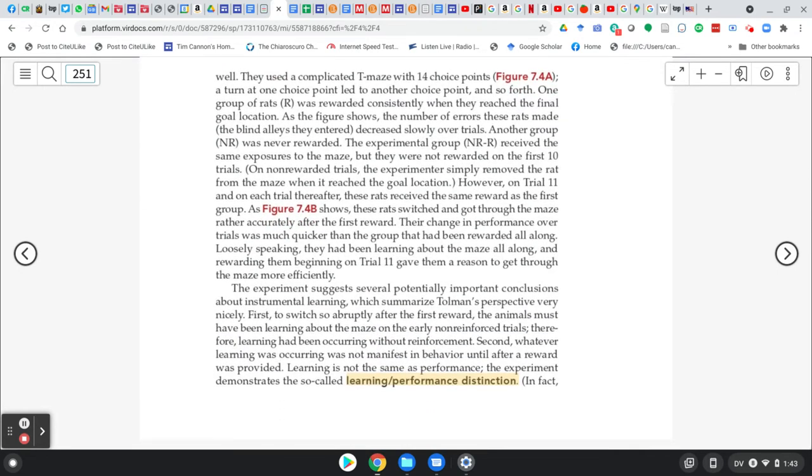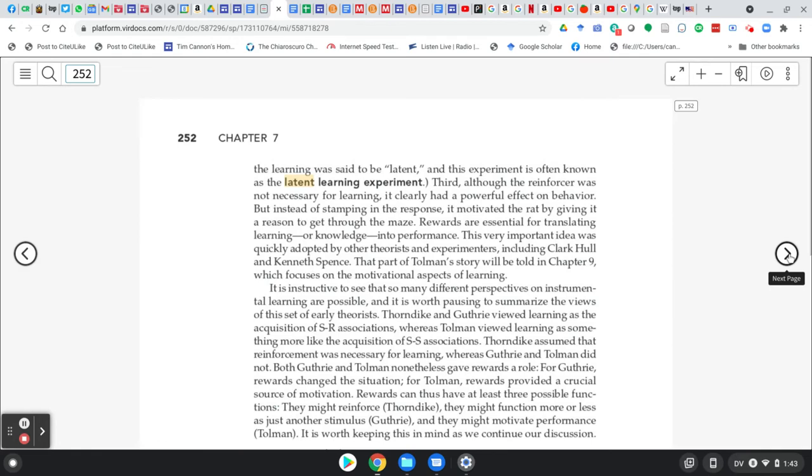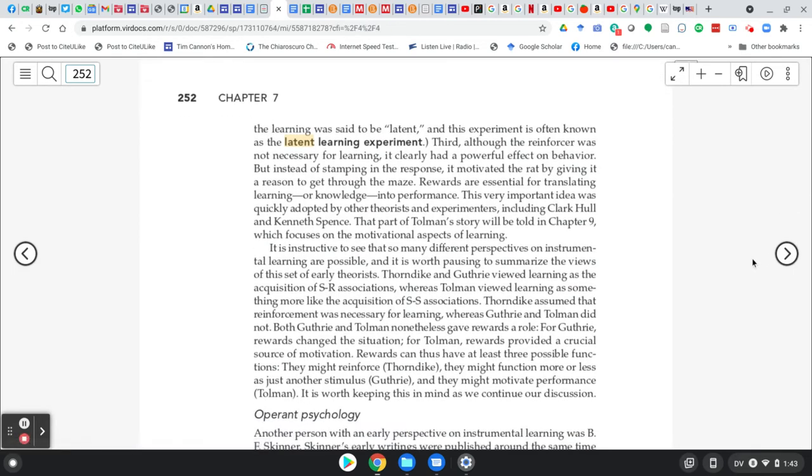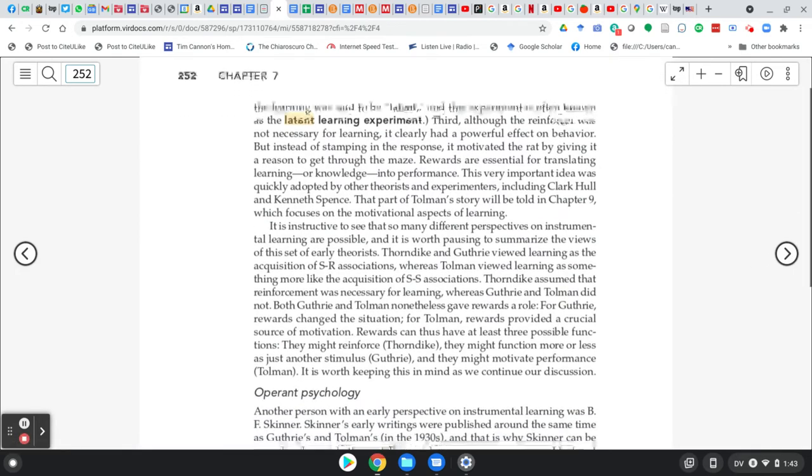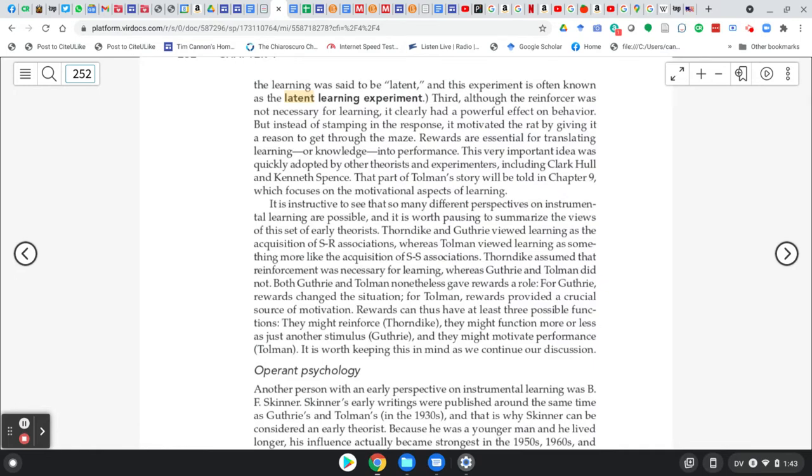The concept of learning versus performance, that's important. It's also important for memory. You can't demonstrate your memory, we don't know if you've learned it. And then there's latent memory. So this is a good little discussion.